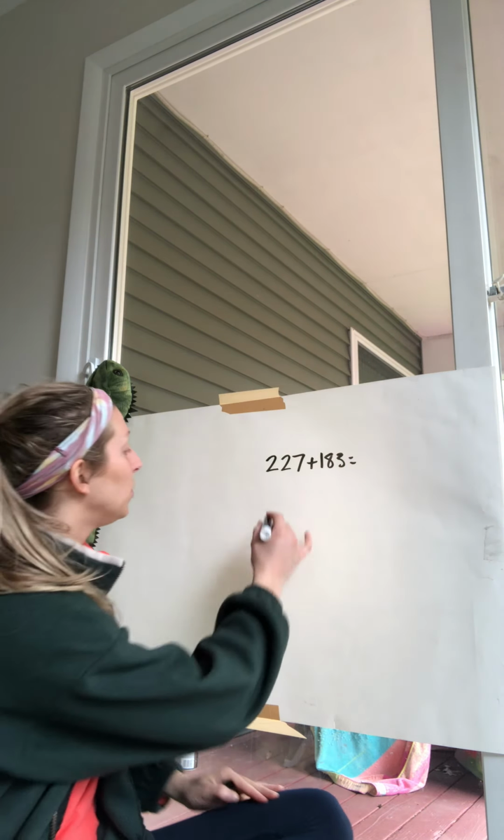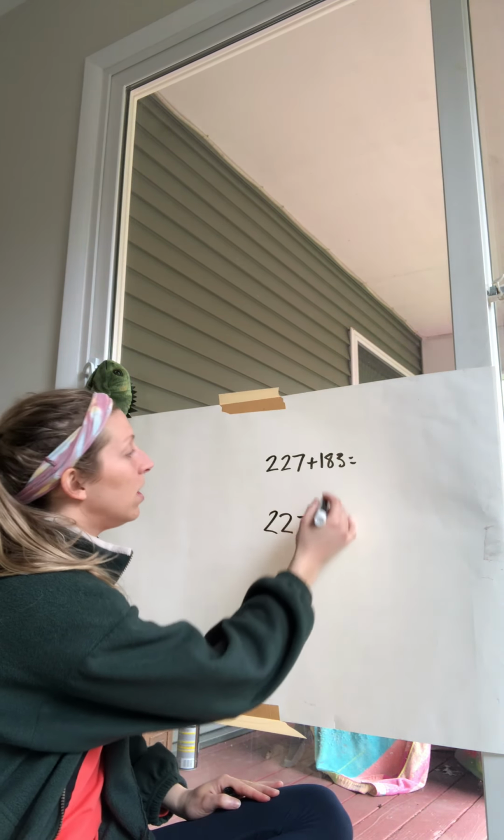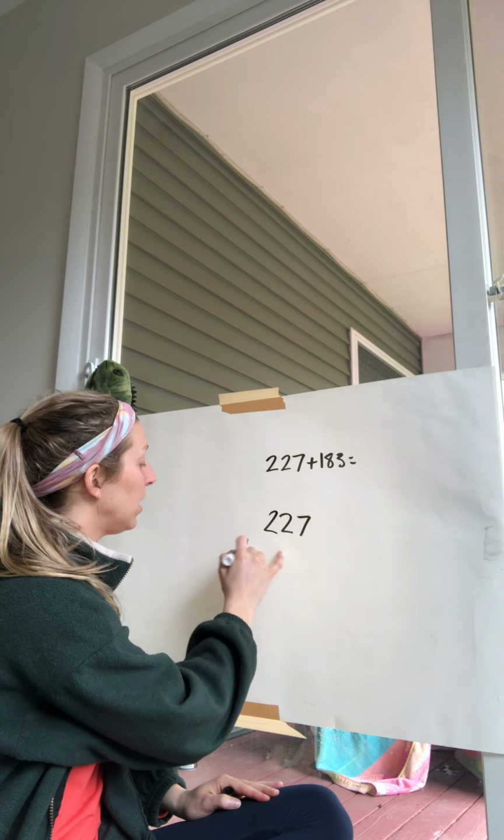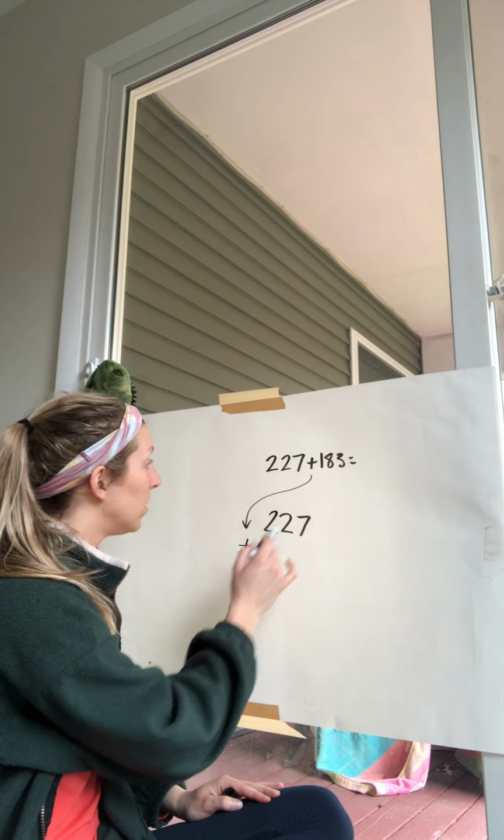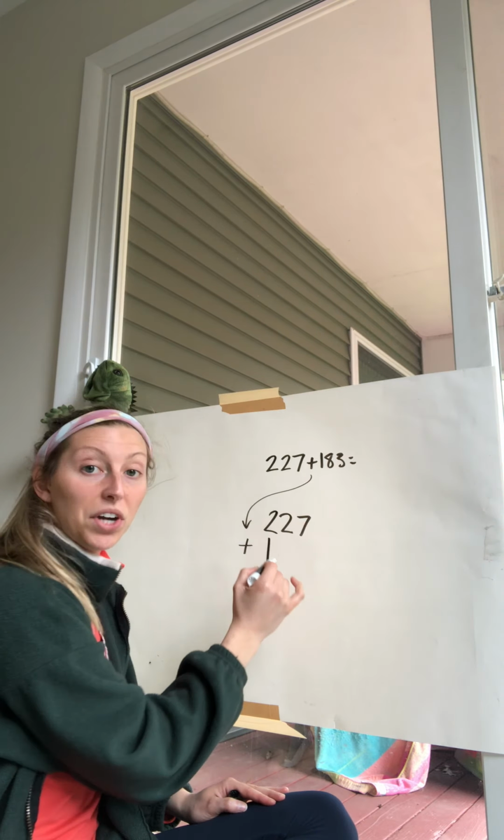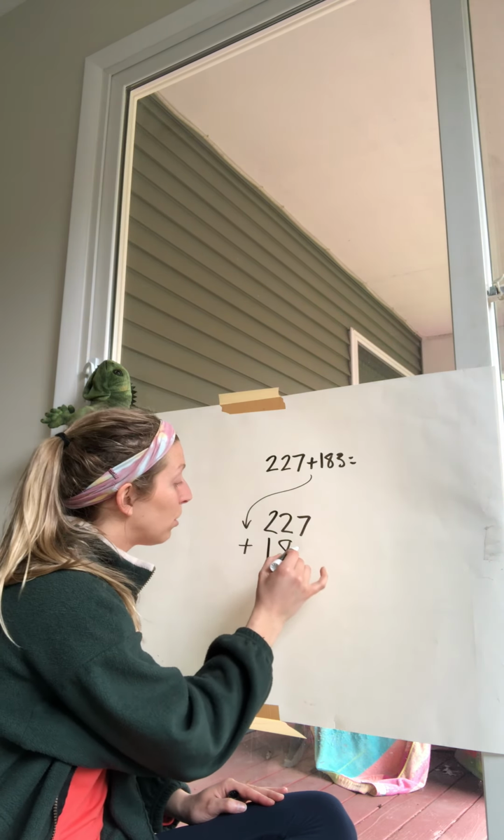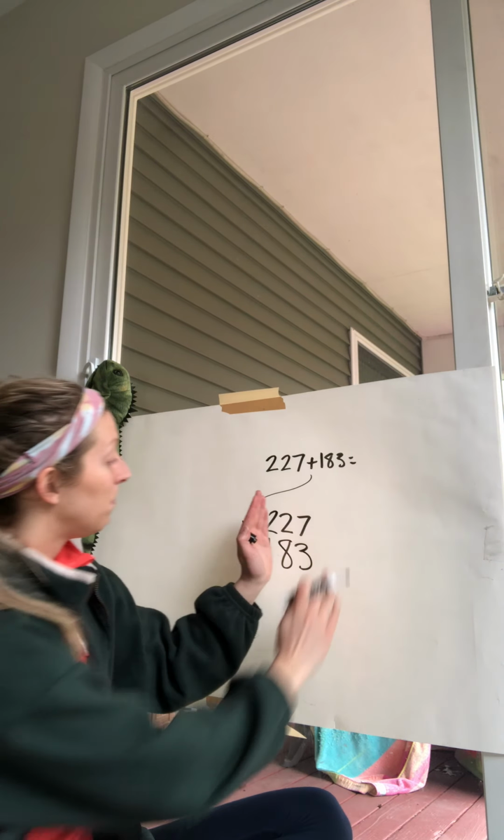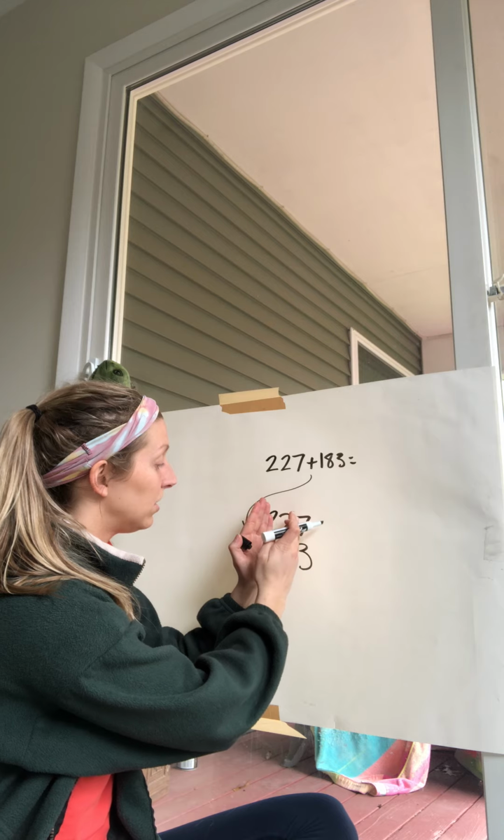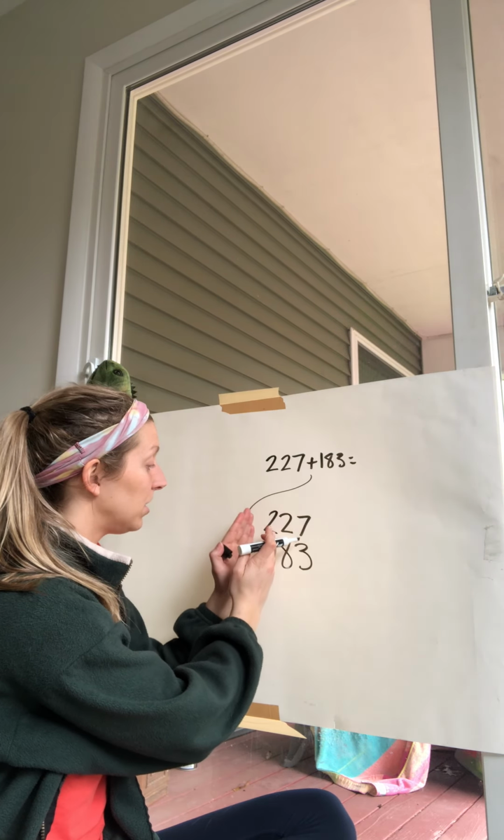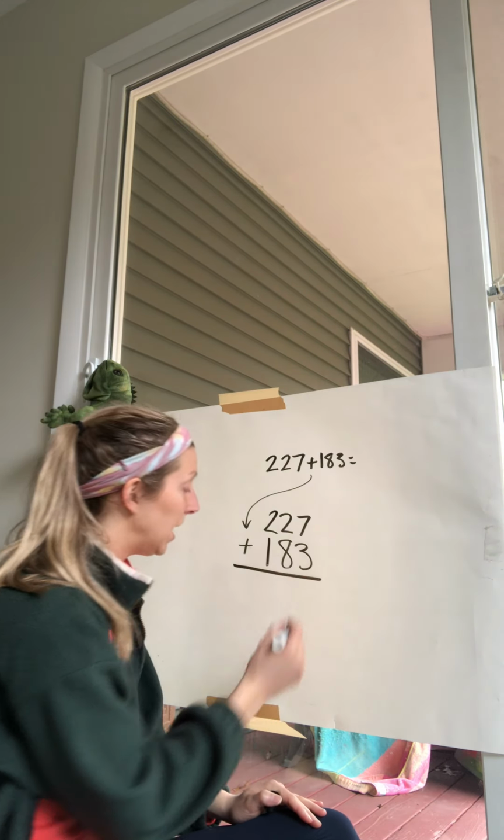So when I take my 227, I'm going to put that 183 plus, right? My sign comes down, and then I have 183. So you can see my ones, I have 7 ones here, 3 ones, 2 tens and 8 tens, 2 hundreds and 1 hundred. And put my line.